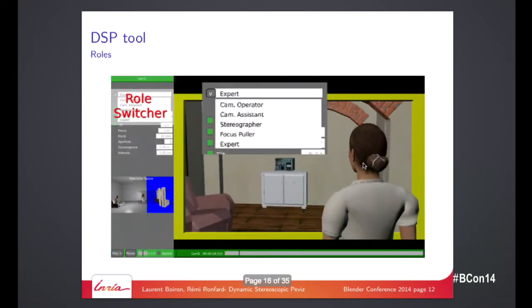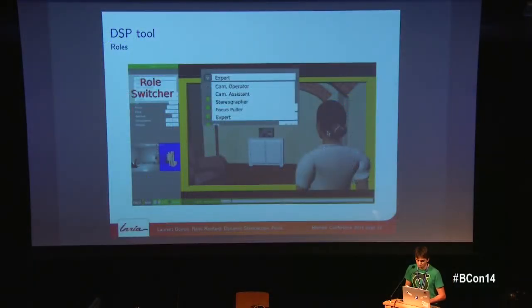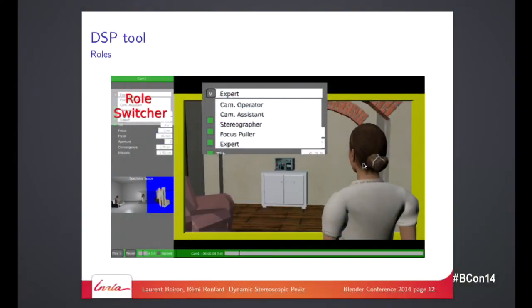But we prefer to introduce roles. So what are roles? Well, roles give the user the control of a subset of the parameters of the camera. As you can see, there is a camera operator and a camera assistant. The camera operator will control the pan and tilt angle. The camera assistant will control the position of the camera on set. And of course, there is the stereographer, who will control the two 3D parameters. So each role gives the user the control of some parameters of the camera.